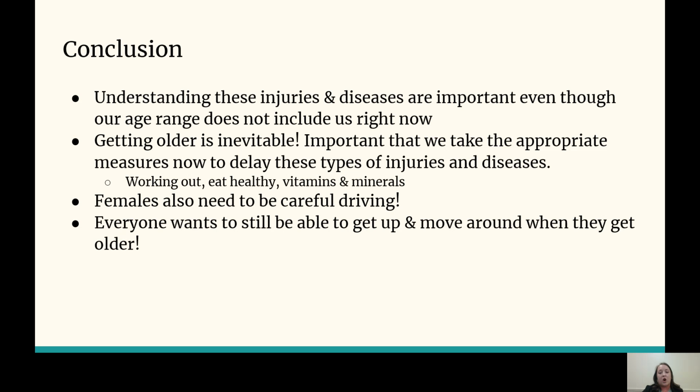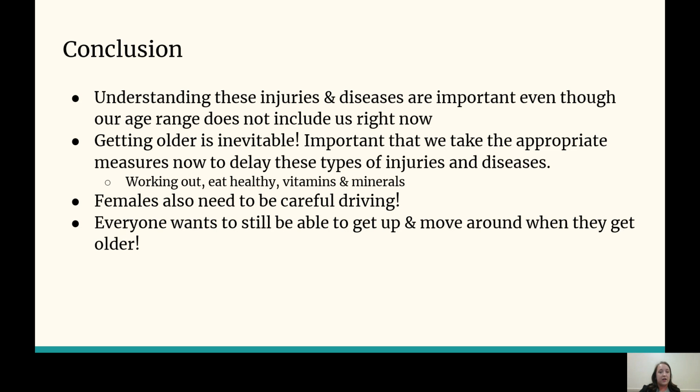Hip dislocations are more common in males from motor vehicle accidents, and I think that statistic just stems from a stereotype that males do tend to drive a little more recklessly. They drive motorcycles, and women are a little on the more careful side, but that doesn't mean that females are excluded from these statistics. Injury to the hip can have a lot of consequences, and I'm very confident in saying that nobody wants to get to the age where these diseases and injuries happen, and we want to be able to use our legs when we get older. So we need to learn about them now. We need to learn their prevalence so we can take important measures.